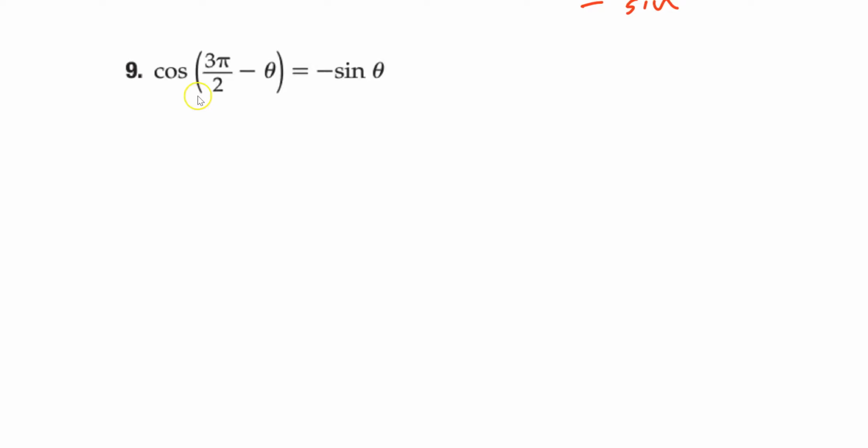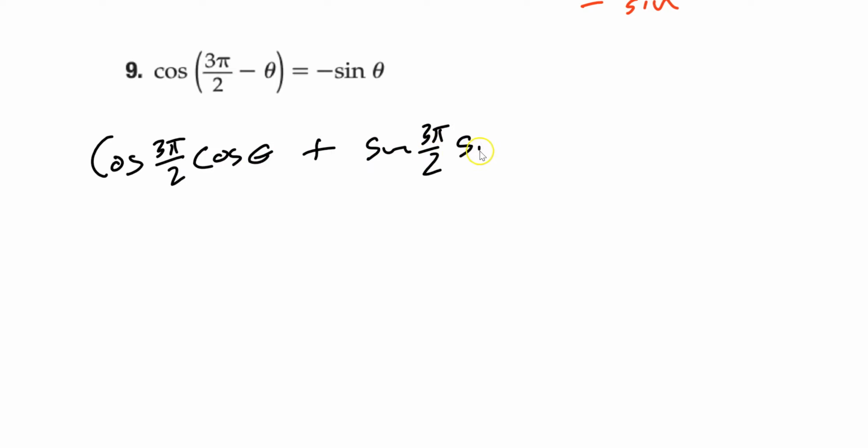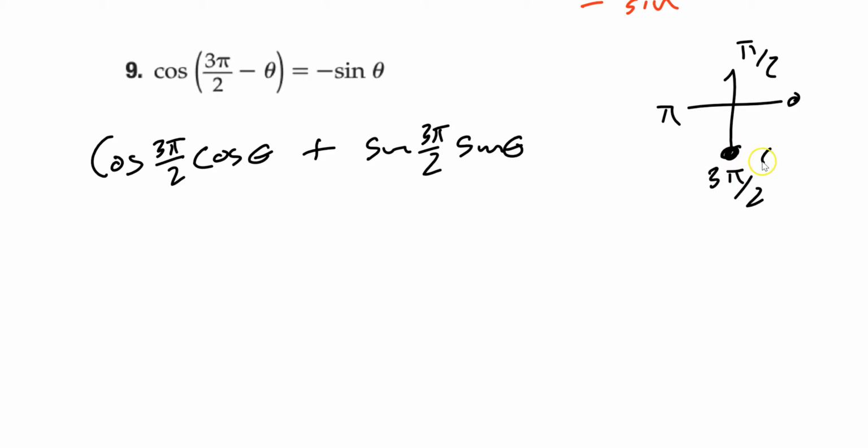This one here, same idea, right? Oh, cosine, use the formula. So remember, it's cosine of the first, cosine of the second, switch the sign, sine of the first, sine of the second. We need 3 pi over 2. Here's 0, here's pi over 2, here's pi, here's 3 pi over 2. We're going down, so it's 0, negative 1, the y.